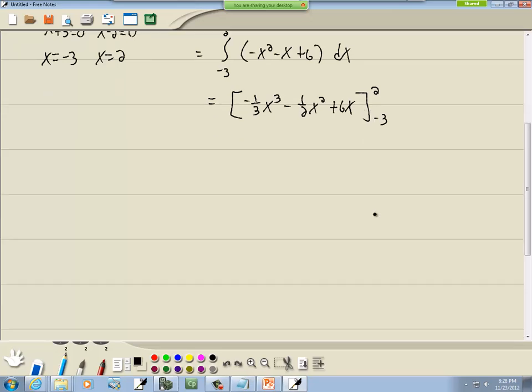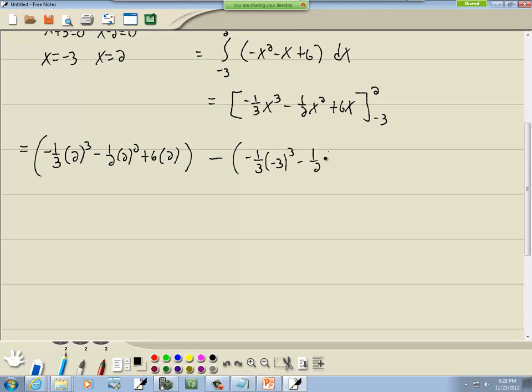And now we're ready to plug in our numbers. So I got negative 1/3, 2 to the third, minus 1/2, 2 squared, plus 6 times 2, minus negative 1/3 times negative 3 to the third, minus 1/2, negative 3 squared, plus 6 times negative 3.